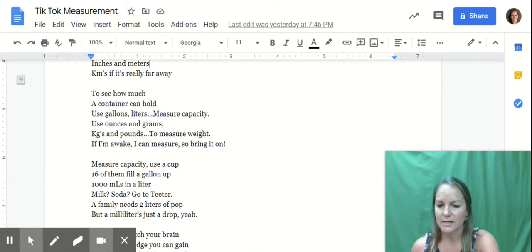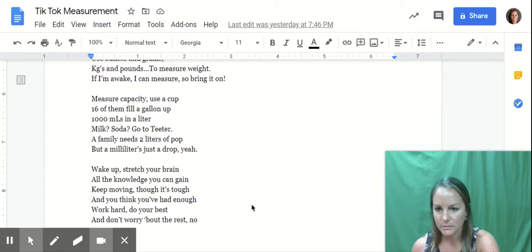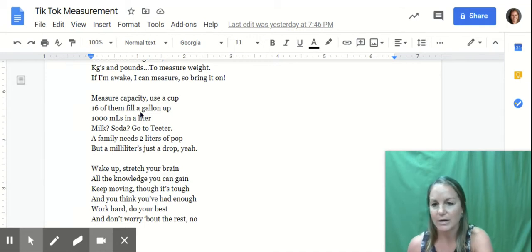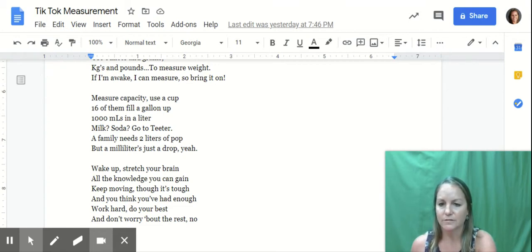And then it goes into a whole stanza of capacity. And this is back into the faster beat of the song. So it goes a little bit faster. You're out of the slow part. 1,000 mLs in a liter. So mLs is the abbreviation for milliliter. Just knowing that, and again, milli meaning a thousandth of a liter. It takes 1,000 of them to fill up a liter. A family needs 2 liters of pop is one of the lines.